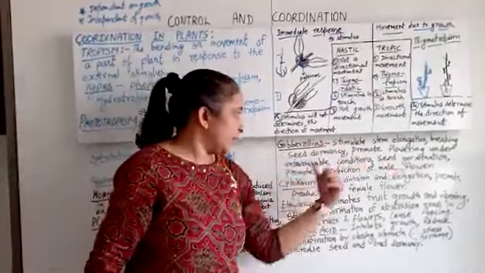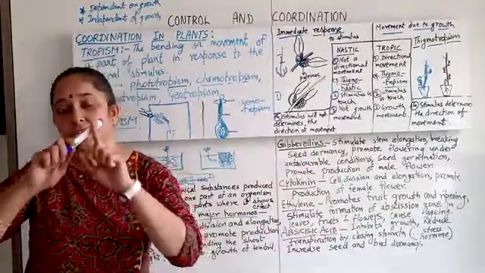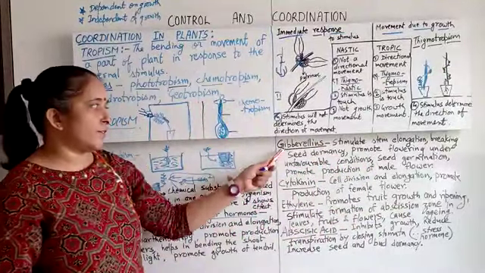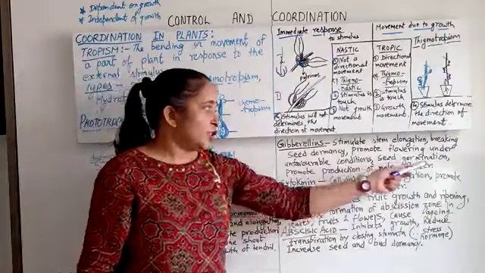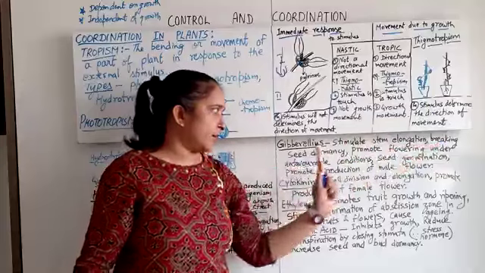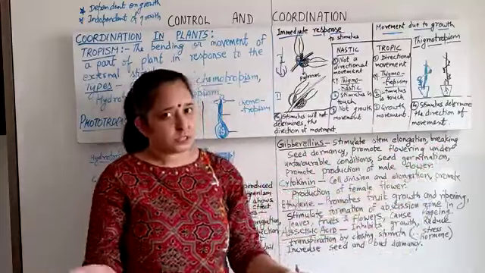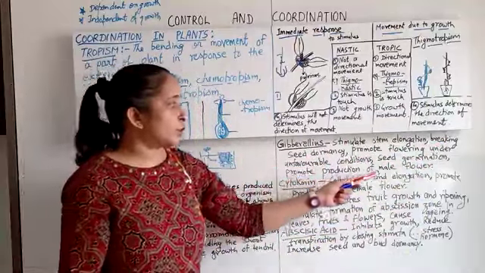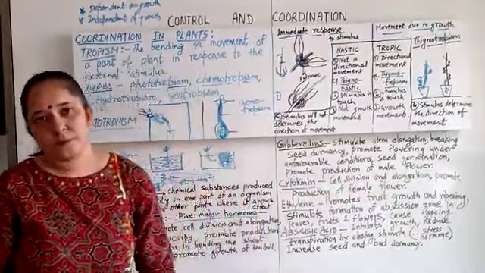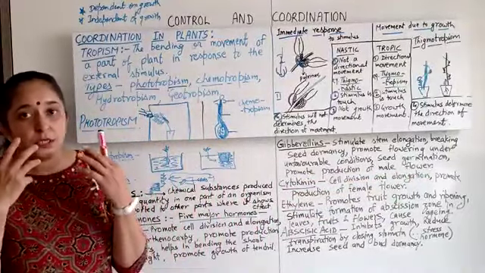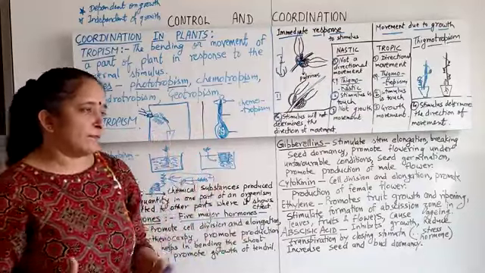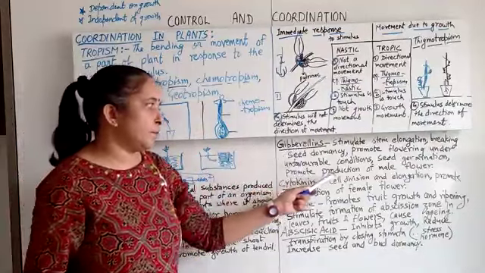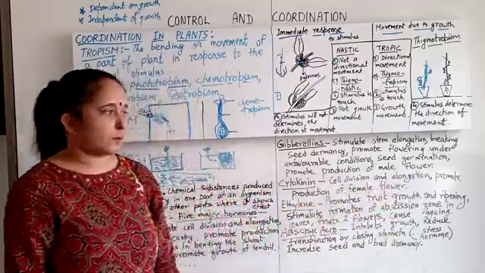Now, promote flowering under unfavorable conditions. If the conditions are not favorable and we give the gibberellin hormone, that will promote flowering. Seed germination: naturally, if it breaks the seed dormancy, it will promote seed germination. Promote production of male flowers. Because for fertilization, the plant needs the male gamete as well as the female gamete. So if the male flowers are not there, gibberellin will promote the production of male flowers.